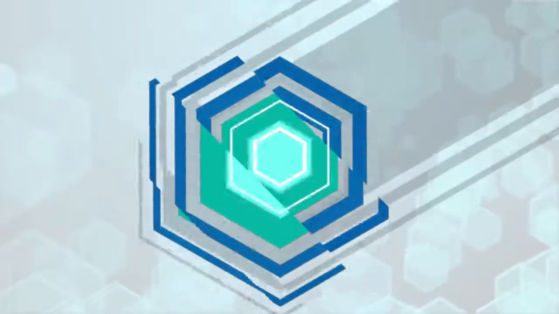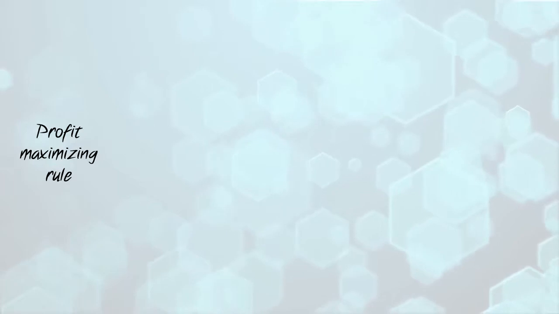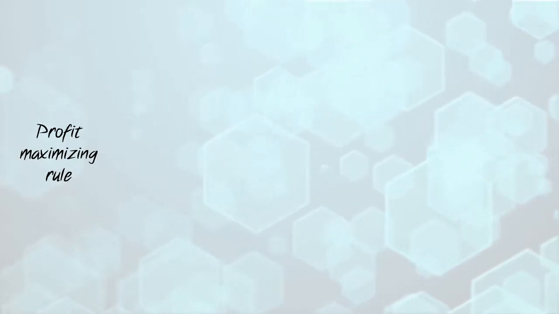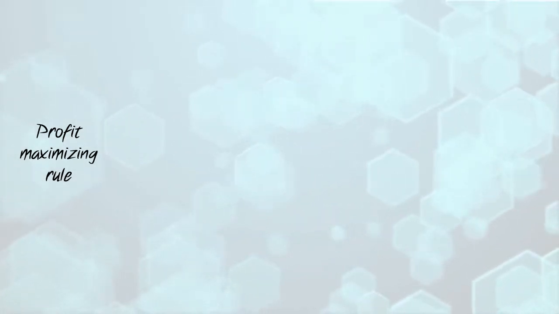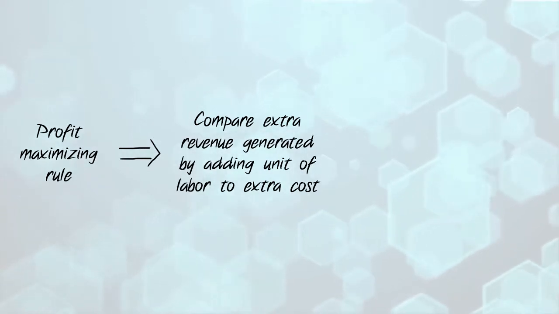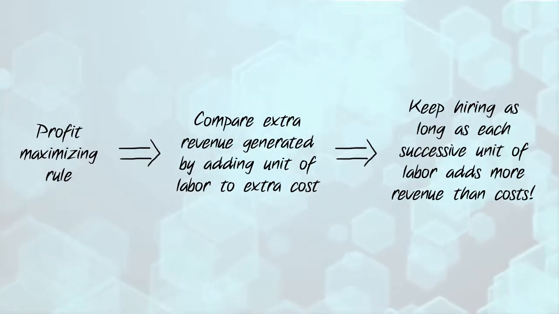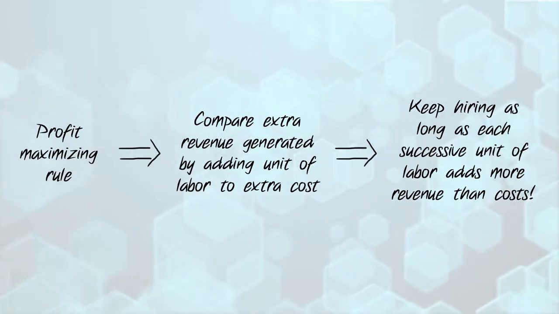Here's the way to think about the profit maximizing rule and how firms maximize profits when it comes to deploying factor inputs like labor. To maximize profits, the firm should hire additional units of labor so long as each successive unit adds more to the firm's total revenues than it does to total costs.